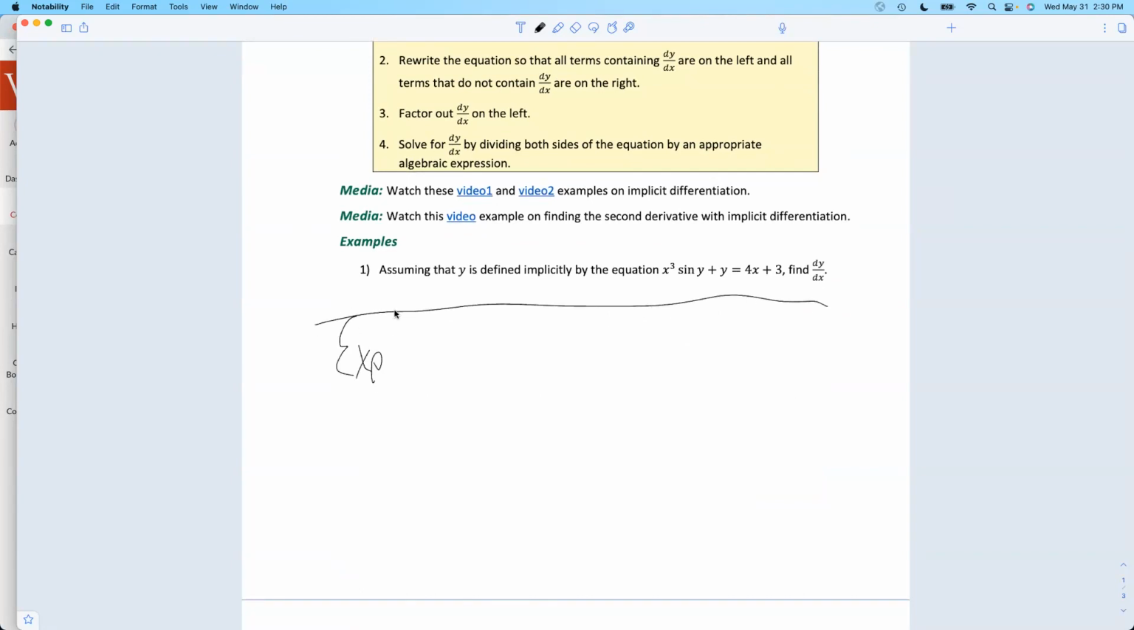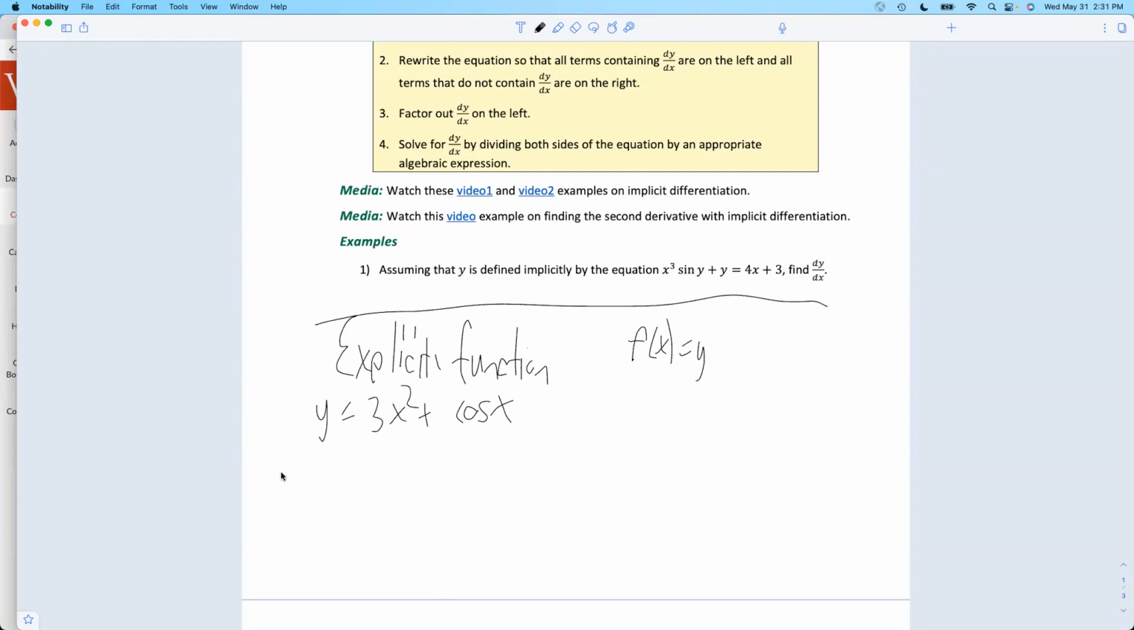An explicit function looks like f of x is just some y. Y is totally a function of x, like, I don't know, maybe y equals 3x squared plus cosine of x. Y is by itself on one side, and all the x's are on the other.